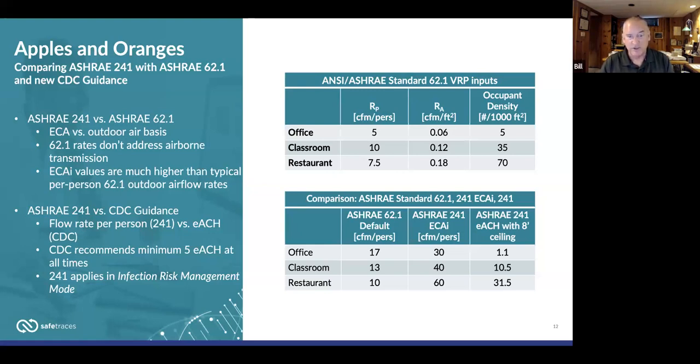and there's no claim that that's what you get from the 5 air changes. And in fact, if we look at the table on the lower right, you can see first of all that for 3 different common occupancy types that we're concerned about, indeed 241 has much higher values than the per person values in 62.1. But look at the air change rates. For an office, 30 CFM per person gives us only 1.1 air changes per hour with an 8-foot ceiling. A classroom, 40 gives us 10.5, and this is at default occupancy levels. And for a restaurant, it's 31.5. So there's really no relationship between air changes and risk, as we can demonstrate from the analysis we've done. Next.